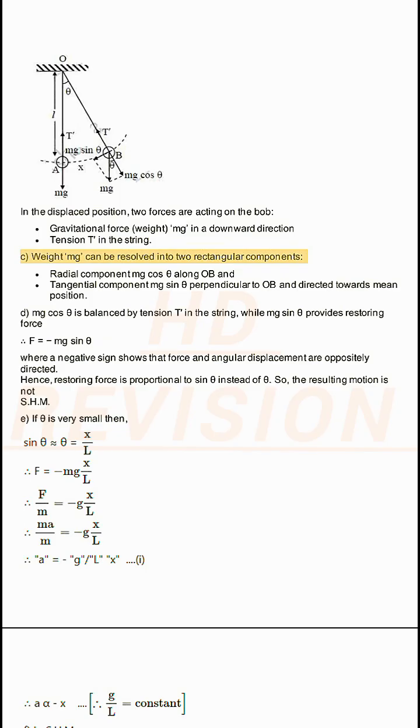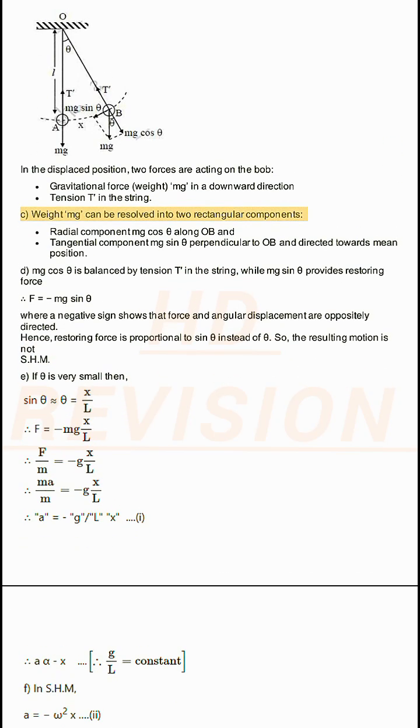C. Weight mg can be resolved into two rectangular components: the radial component mg cos theta along OB and the tangential component mg sin theta perpendicular to OB and directed towards the mean position. D. mg cos theta is balanced by tension T in the string, while mg sin theta provides the restoring force. Therefore F equals minus mg sin theta, where the negative sign shows that force and angular displacement are oppositely directed. Hence, the restoring force is proportional to sin theta instead of theta. So, the resulting motion is not SHM.